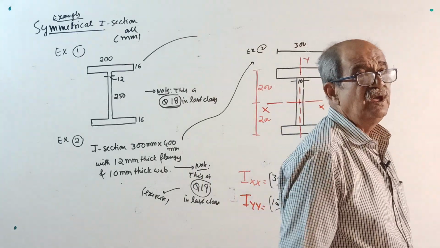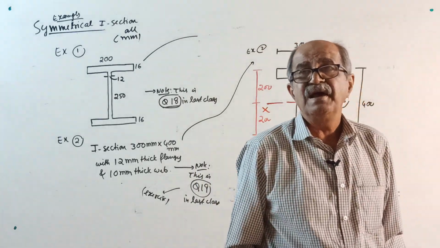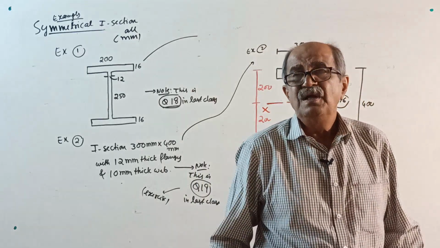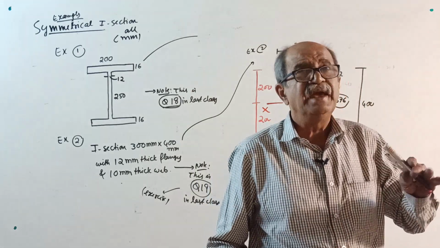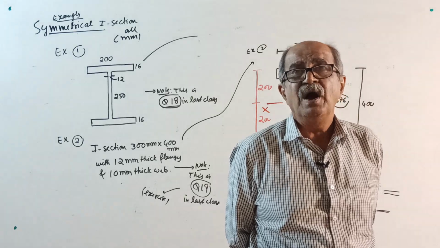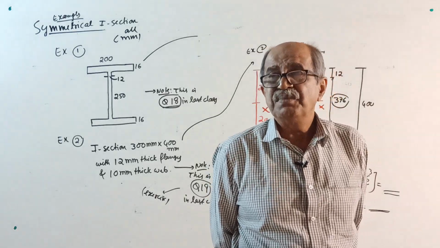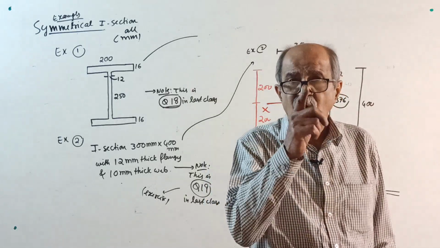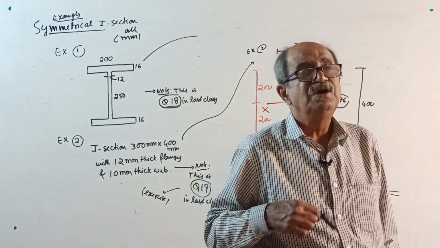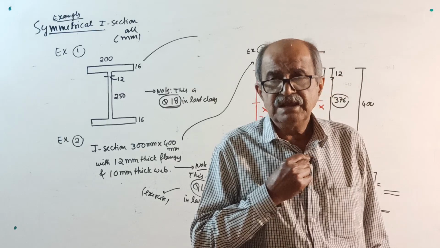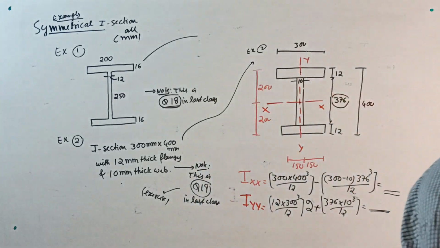Now I will tell you if it's unsymmetrical, where actually you should be very careful. Now when you do I about xx, IG plus A square is there. There's a shortcut. I will tell you the shortcut. I will write and explain and then start.